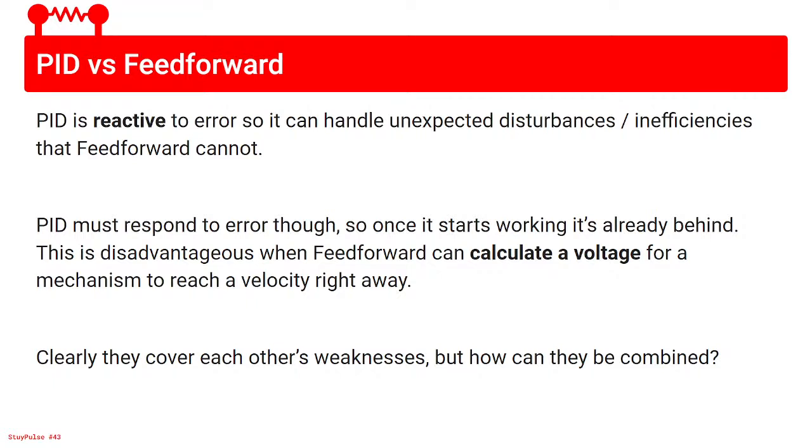PID, though, must respond to an error. It must respond to a difference between the set point and the measurement. So once PID starts working, it's already behind, which is a disadvantage when we know that feed forward can calculate a voltage with that very simple equation. It can do that instantaneously. So clearly they kind of cover each other's weaknesses, complements of each other. But how can we combine them together?